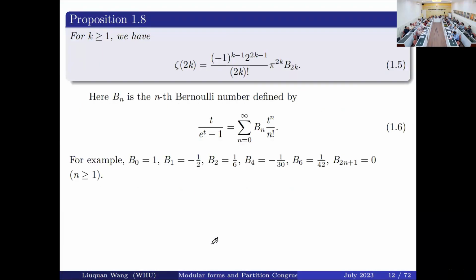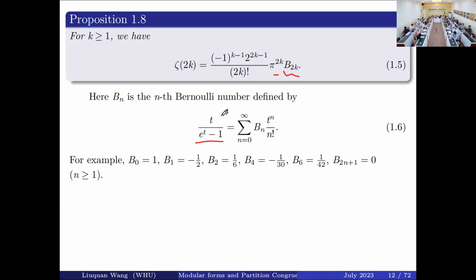For this purpose, we need to know the value of the Riemann zeta function, and this is also a very well-known result. For k greater than or equal to 1, the value of zeta of 2k equals the 2k-th Bernoulli number times pi to the 2k-th power times a rational number. Here, Bn is the nth Bernoulli number, defined by the Taylor expansion of this function.